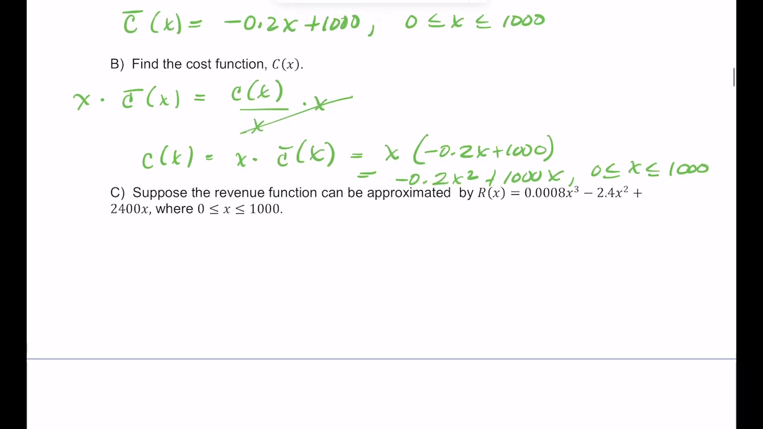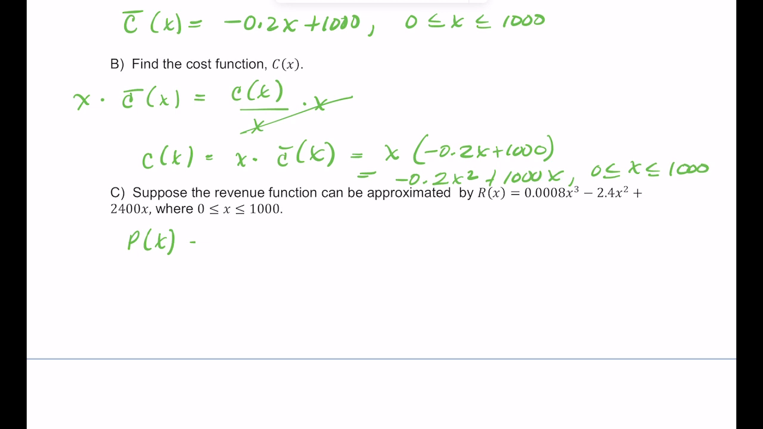Now, suppose the revenue function can be approximated by this expression. R of x equals 0.0008x cubed minus 2.4x squared plus 2400x, where the number of computers you sell is between 0 and 1,000.